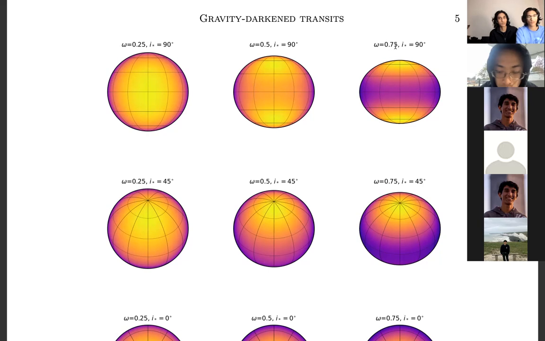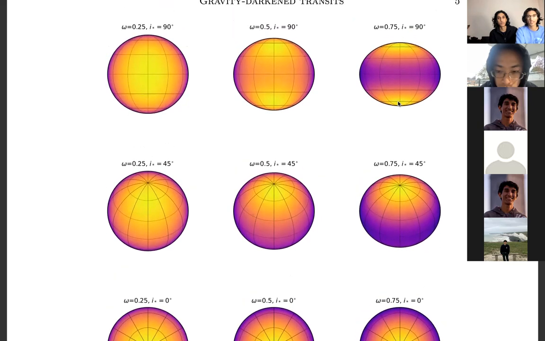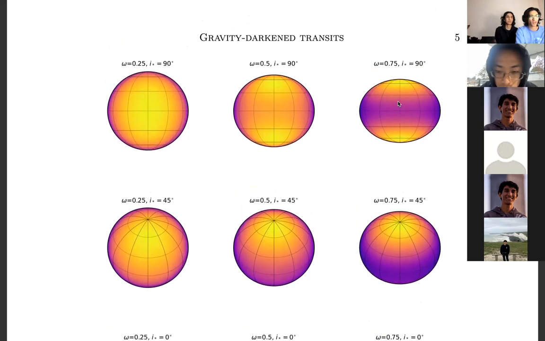And at 3/4 of breakup velocity, the gravity darkening effect is very obvious. And this isn't stretched in any way. This is the actual representation of the brightness on the surface of the star in a perceptually uniform color map. So this is actually how it would look sans color, right?